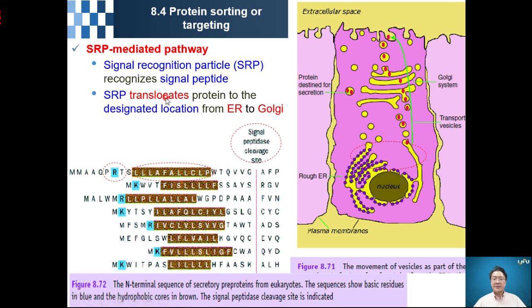So SRP translocates protein to the designated location, from the ER to the Golgi. In this case there are signal peptides for secretion, so the SRP translocates the protein to the designated location, which means the extracellular space. Okay, so this is the SRP-mediated pathway.